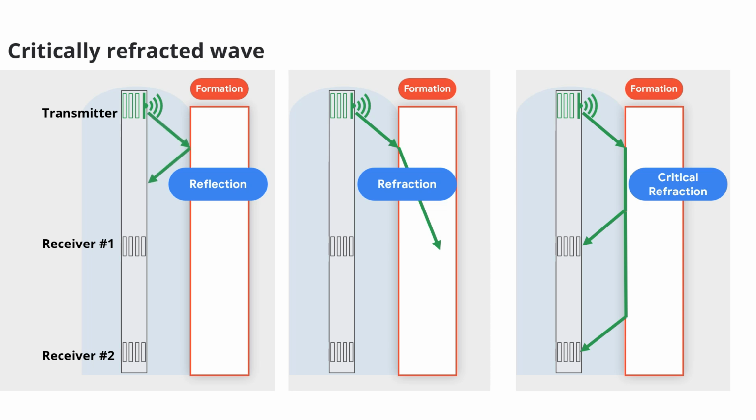Some of them get lost into the formation after being refracted. But the ones used for P wave computations are those critically refracted, because this path represents the path of minimum travel time between transmitter and receiver. So the first compressional wave to arrive at any receiver is one that has been critically refracted.